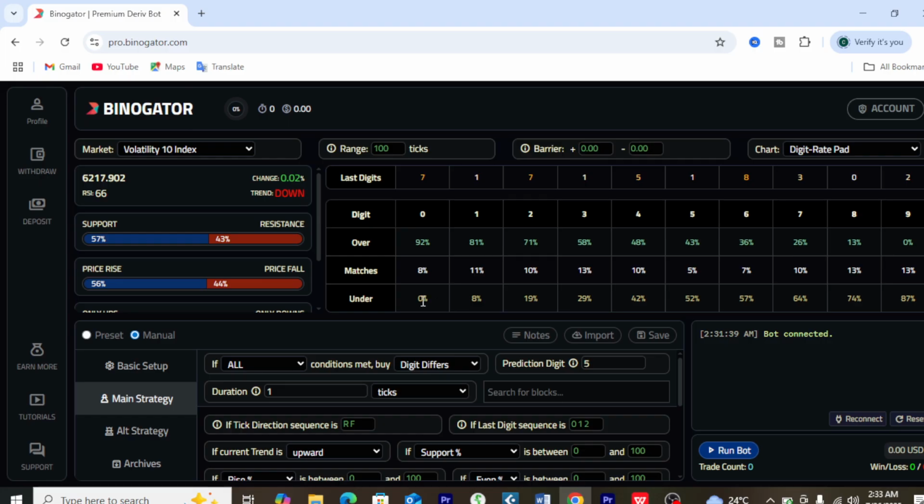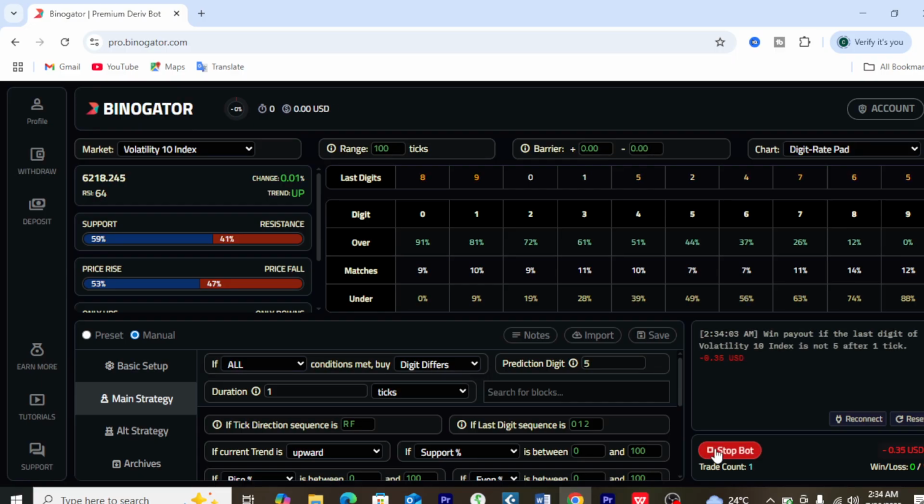So when I look at these numbers now, at a quick glance I can see that digit 5 has 5% chance of matching, or 5% chance of being the last digit. So I'm going to leave my prediction digit as 5, and I'm going to set the ratio to 1 tick, and I'm going to tell the bot to buy differs. Let me quickly run the bot.